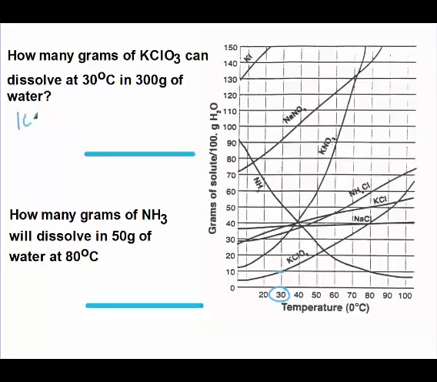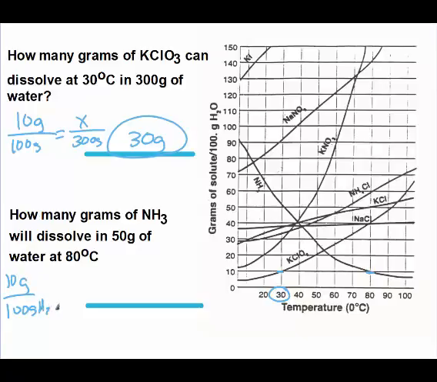So you can dissolve 10 grams in 100 grams of water, but we have 300 grams of water, therefore 30 grams can dissolve. And for the bottom one, at 80 degrees and NH3, we have 10 grams can dissolve. Therefore, if we only have 50 grams of water, half of that will be able to dissolve, or 5 grams.